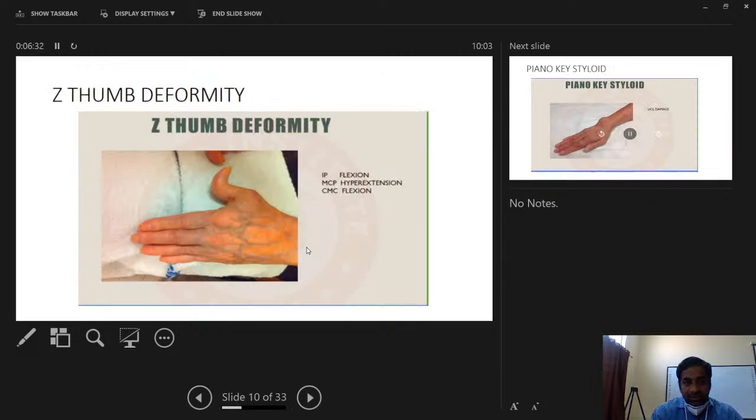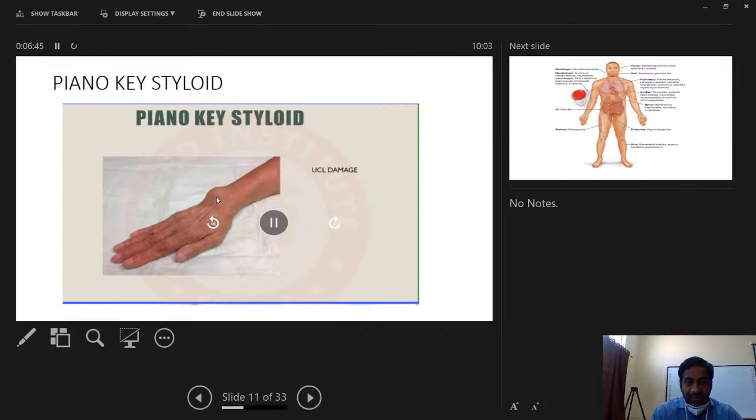Okay. So thumb deformity: you have interphalangeal joint flexion, metacarpophalangeal joint hyperextension, and CMC flexion. So this is how we present thumb deformity. Then you have piano key styloid, wherein the UCL is damaged. So this is what you call the piano key sign.